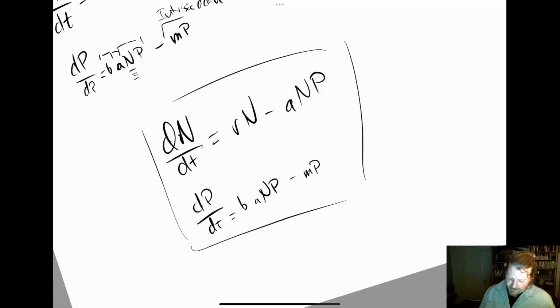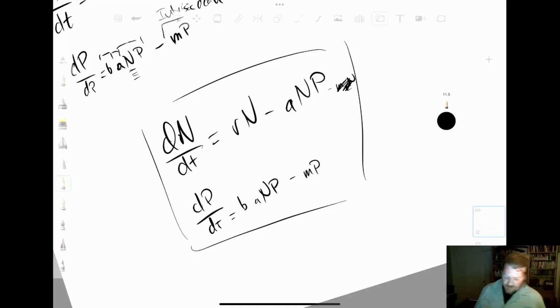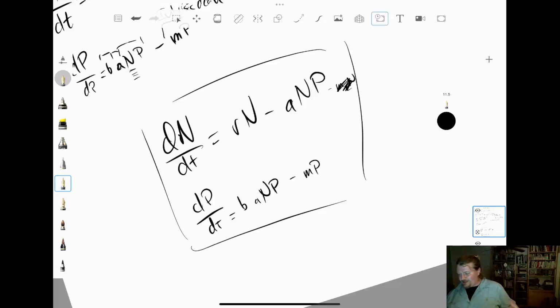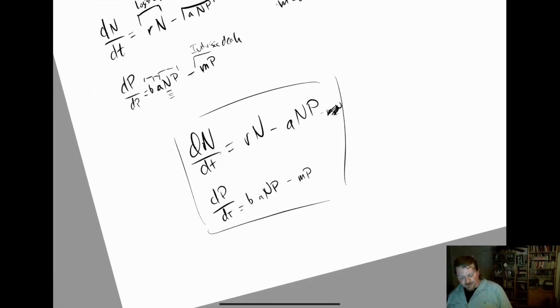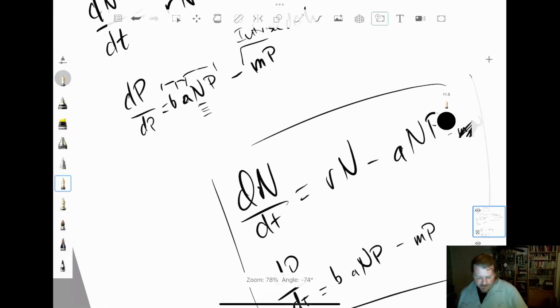You could imagine that we could add things like M2N, right, which is like the intrinsic death rate of N, but that can also just be calculated into part of R. So don't worry too much about extensions of Lotka-Volterra. This is the one I want you to be aware of, right? So hopefully talking it through made sense to you there.